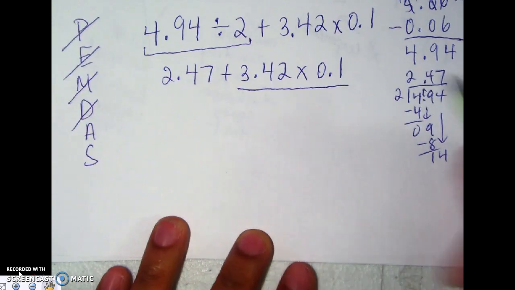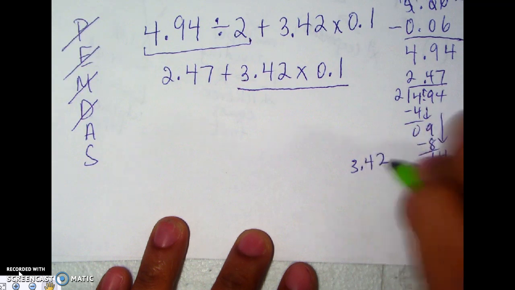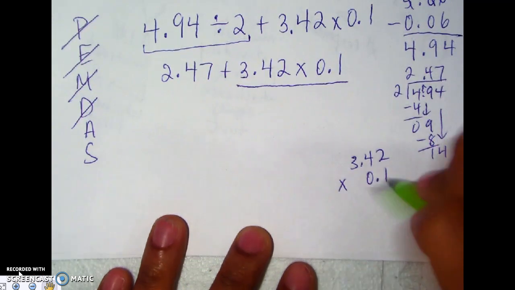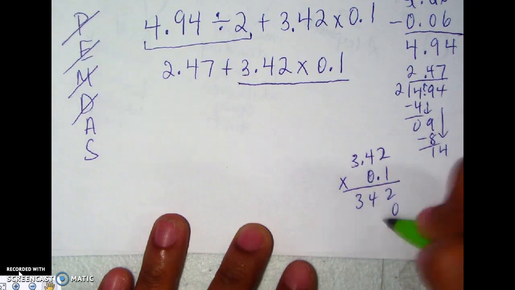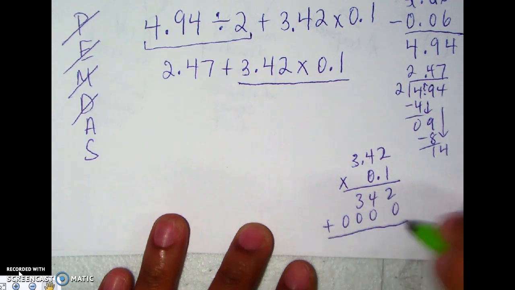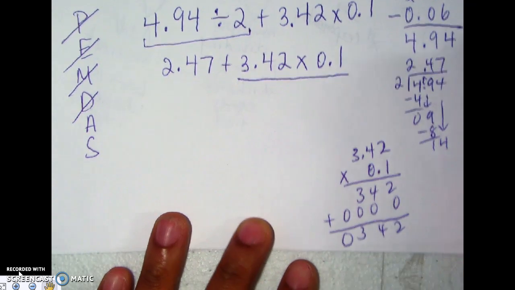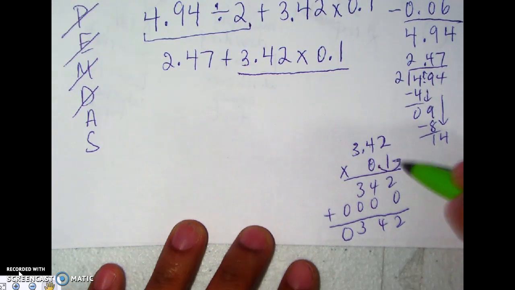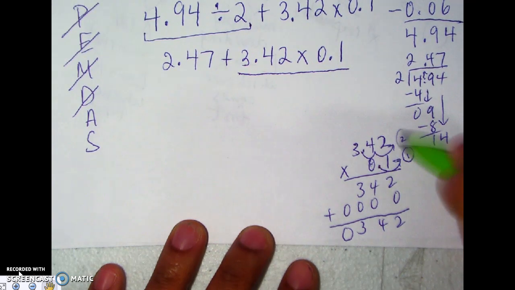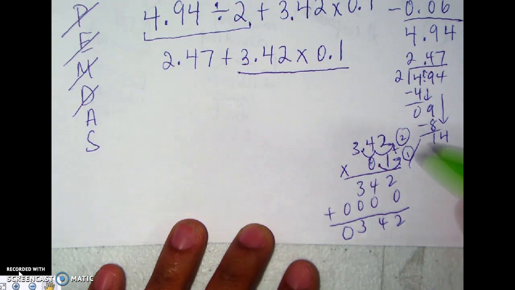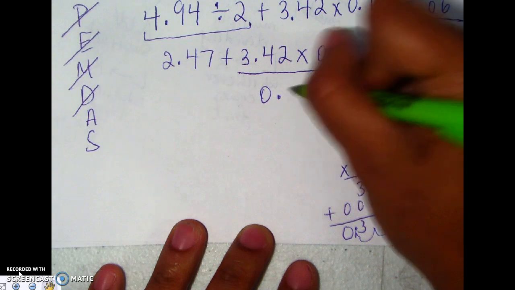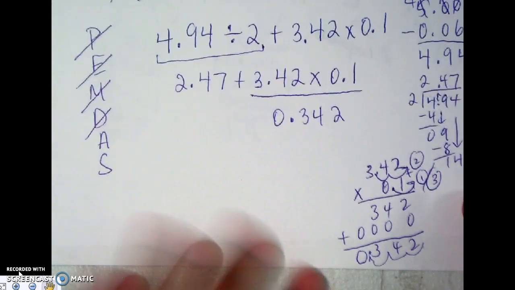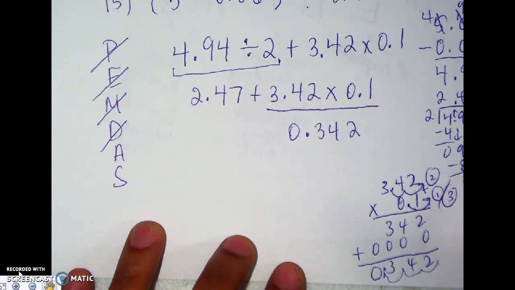So now I'm going to come to my scratch work, 3.42 times, you don't have to line it up, 0.1, and I'm going to get 2, 4, 3, 0, and then 1, 2, 3 zeros. Add it all together, 2, 4, 3, 0. I'm going quick because I have limited time. Swing once, swing twice, add them together. So I'm going to swing into this answer 3 times. So I'm going to swing 1, 2, 3 right here. Okay, so this is 0.342. And now of course the last thing is the addition.